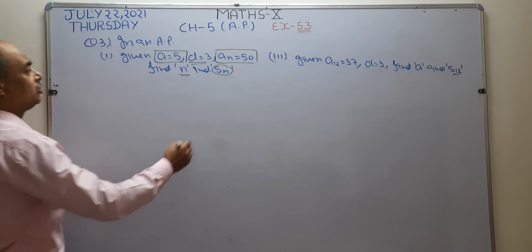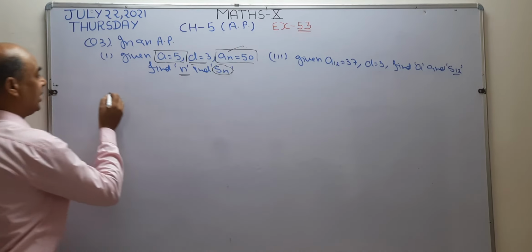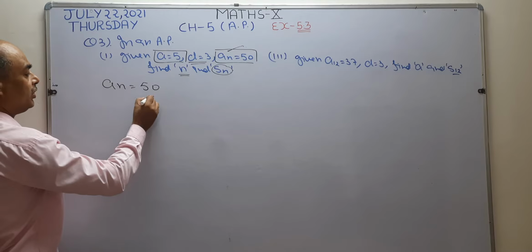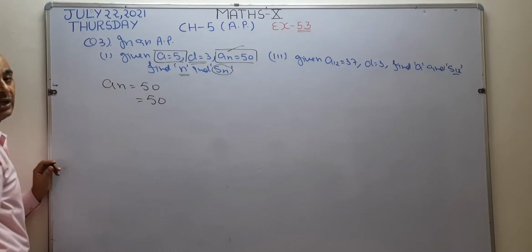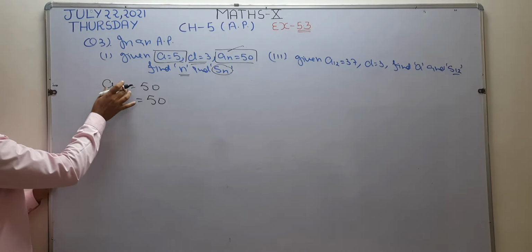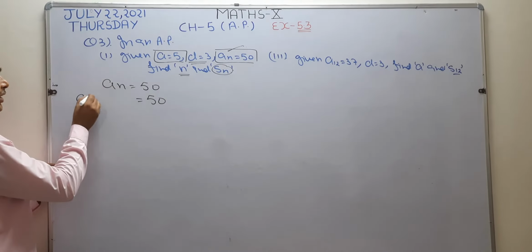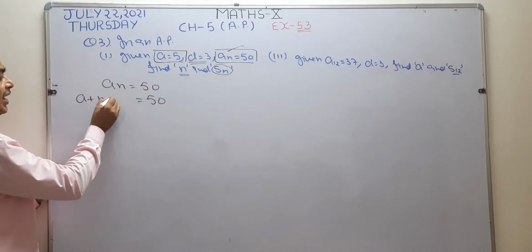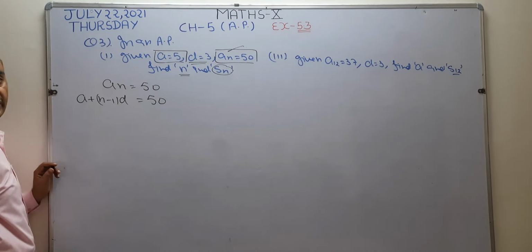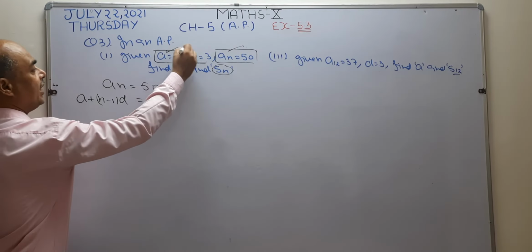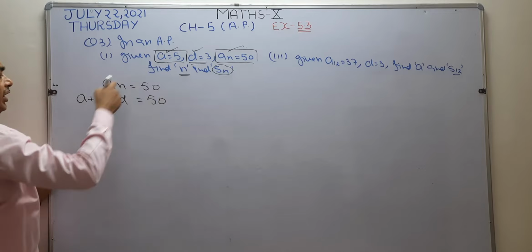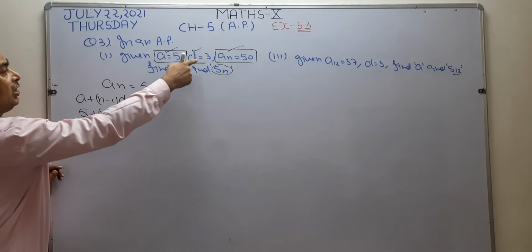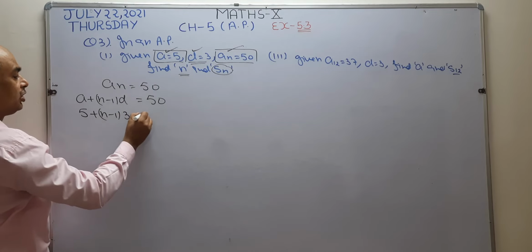So I want to start this question from this. I write here a n equal to 50. Since 50 is the constant value, this is going to remain the same. Instead of an, I want to write the formula for finding the nth term of an AP. The formula is a plus n minus 1 into d. Now in this question the values of a and d are given. So instead of a, I write 5. N minus 1 remains the same. The value of d is also given, 3, equal to 50.